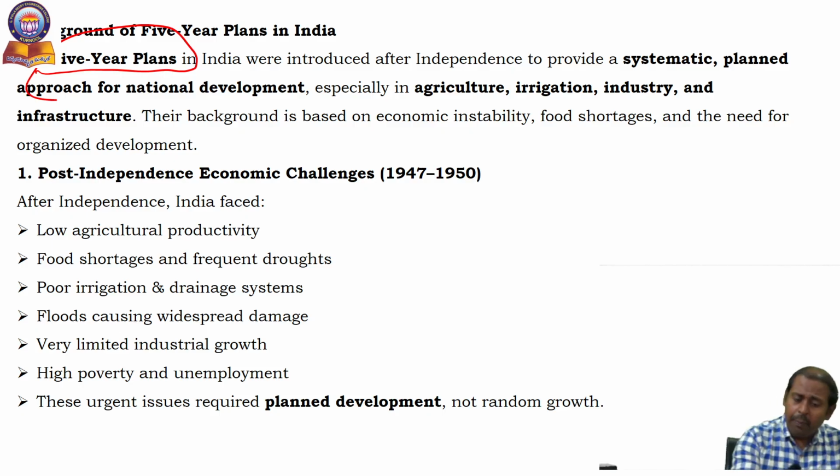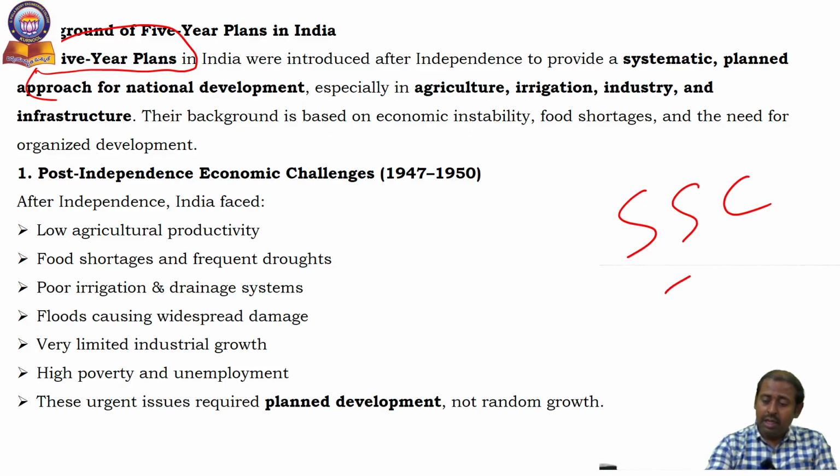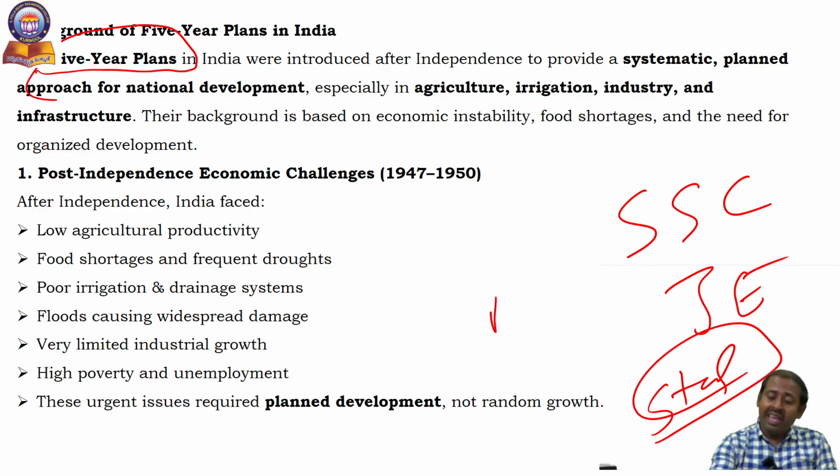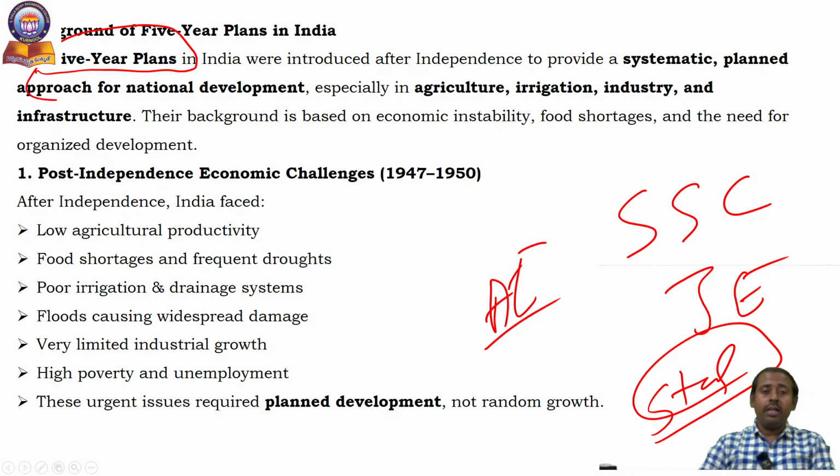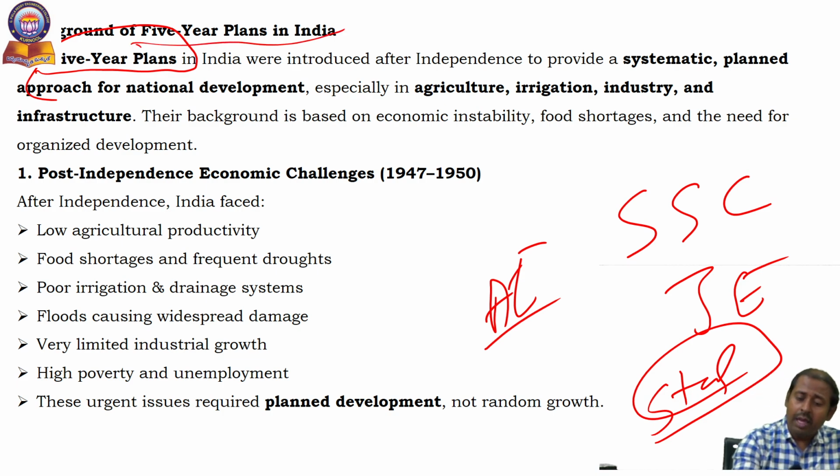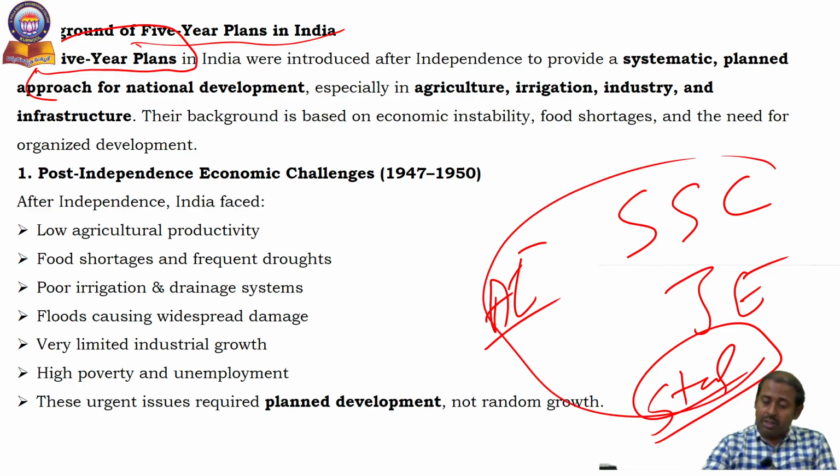These 5-year plans are very important for different government exams, that is SSC, JEE, and state government jobs, such as AE, assistant engineer. So these are very important on the 5-year plan system. What is the importance of every 5-year plan? All these questions are raised in these exams.